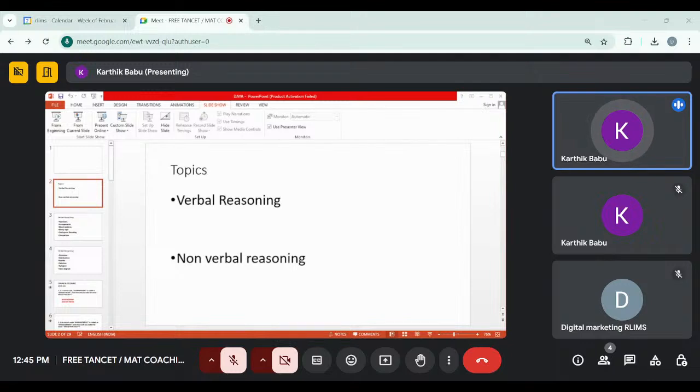What topics are there in verbal reasoning: alphabets, arrangements, blood relations, binary logic, coding and decoding, comparison, directions, distributions, puzzles, selection, syllogism, Venn diagram. These are the listed topics for verbal reasoning. Okay. Now, 1 minute.